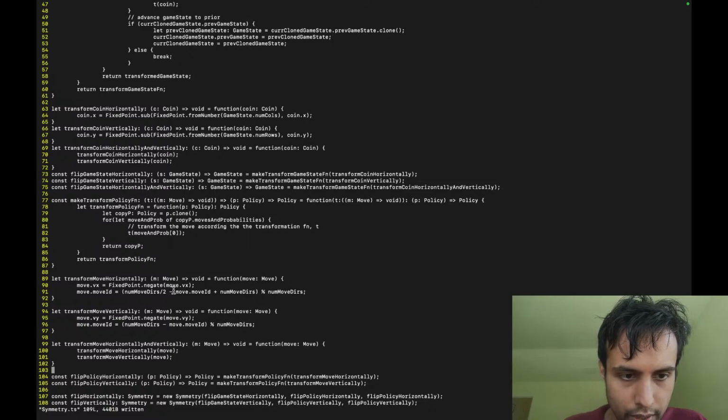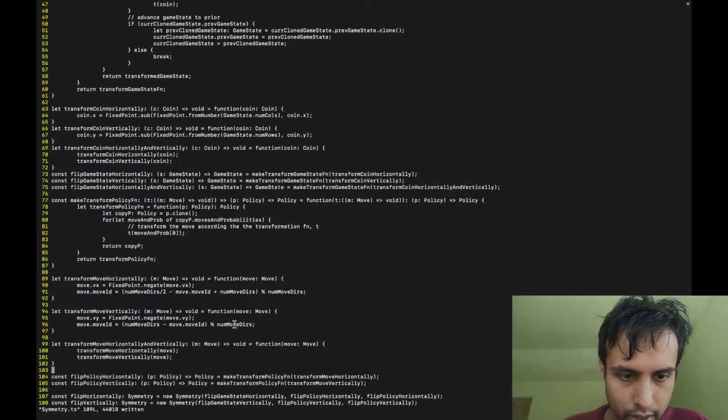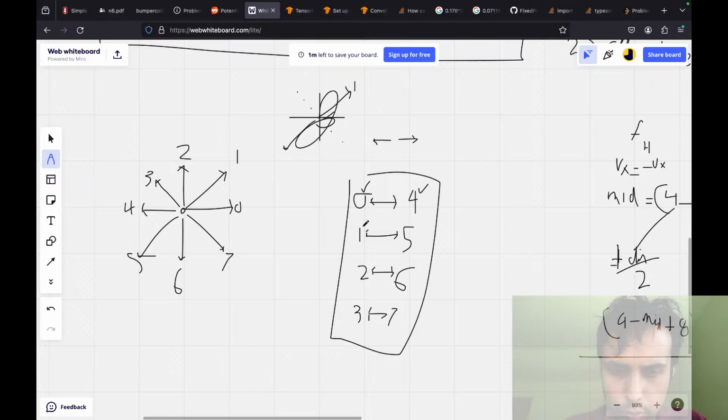Now let's check 1. So 4 minus 1 is 3, plus 8 is 11, mod 8 is 3, and then 4 minus 3 is 1, and mod whatever is still 1. Wait, we got 1 to 1? That's wrong.